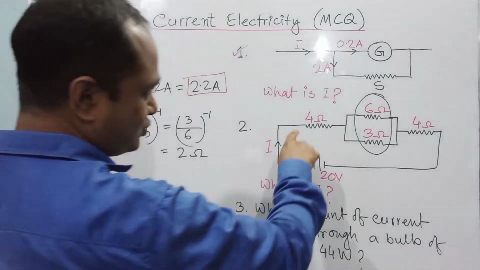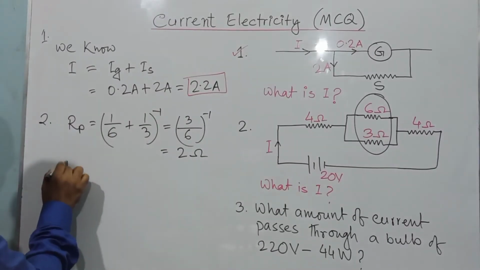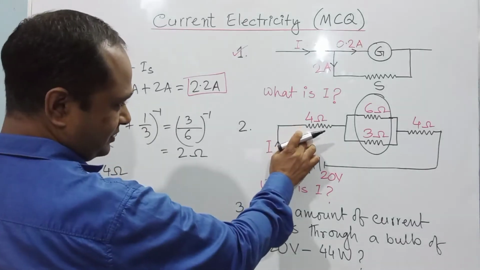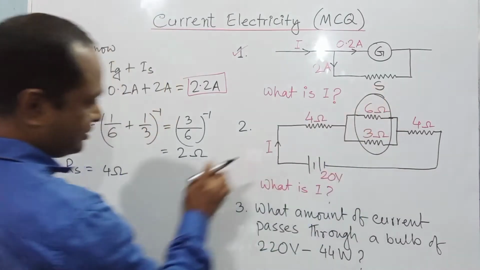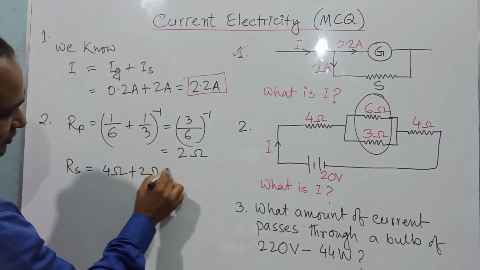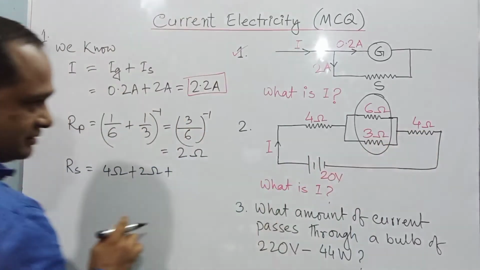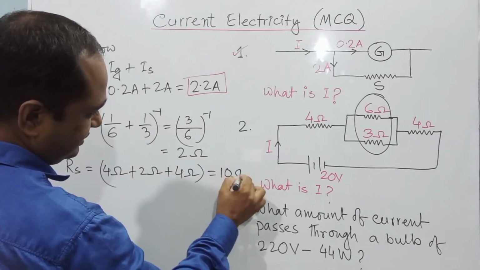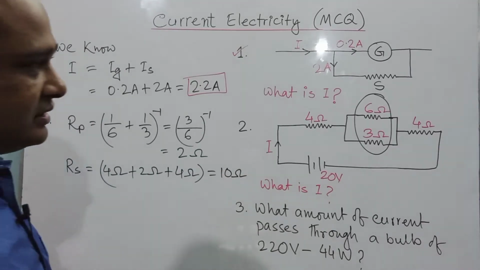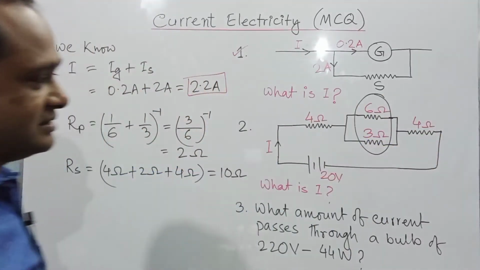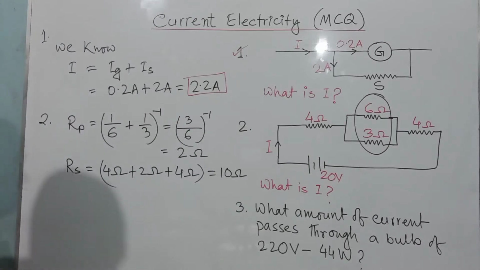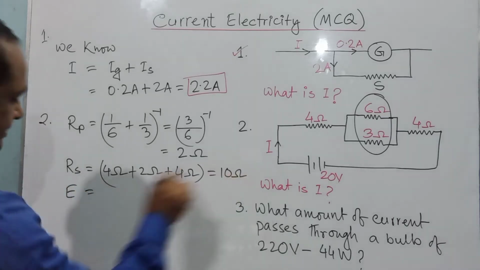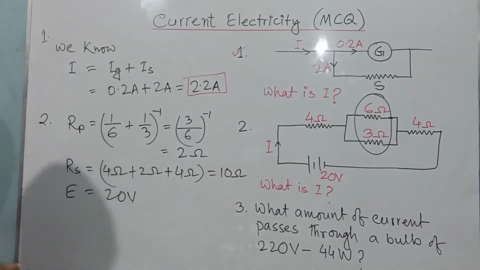The total resistance of the circuit, if denoted by Rs, is Rs equal to 4 ohm, that is this 4 ohm, plus the equivalent resistance of this combination, 2 ohm, and lastly 4 ohm, and the final value will be 10 ohm. So the total resistance of this circuit is 10 ohm. Here the electromotive force E of the circuit is 20 volt.